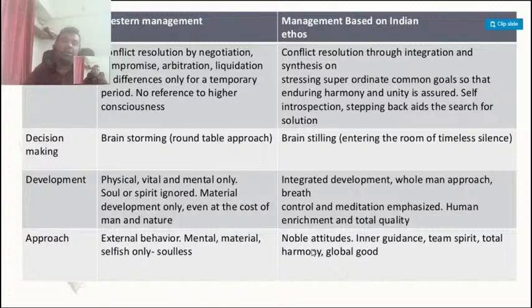Okay, problem solving approach. There is a different problem solving approach. Decision making. We have discussed brainstorming. That is a round table approach where everybody is saying something about the particular problem. Whereas India goes for brainstorming in the sense of entering the room of timeless silence. Okay, and that room of timeless silence is meditation.